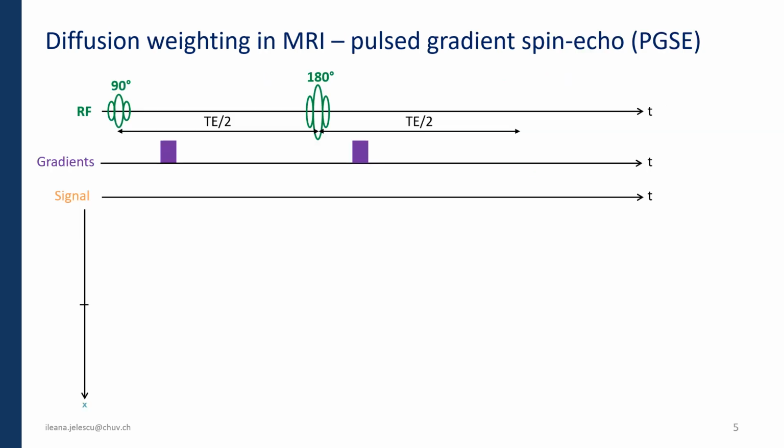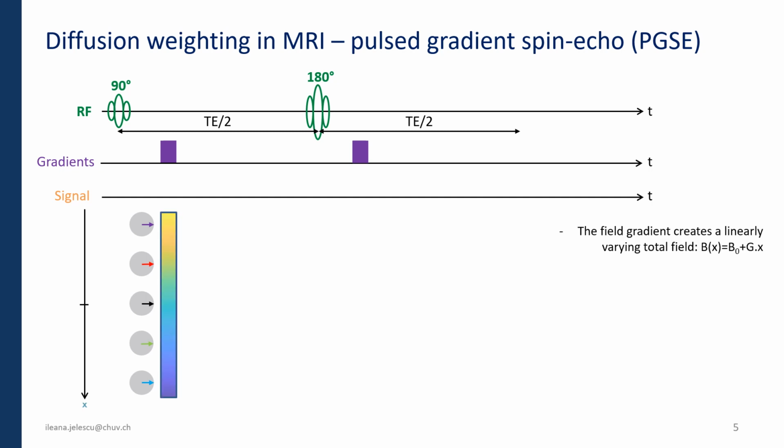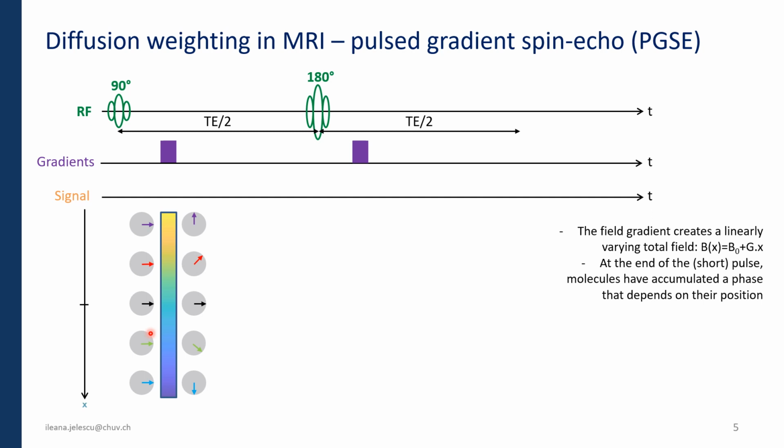So how do we impart diffusion weighting in our MRI sequence? The most traditional scheme is called pulse gradient spin echo, or PGSE. We start off with spins that are aligned or see a homogeneous field in space. And we apply a diffusion field gradient in one direction of space that creates a linearly varying total field. Therefore, at the end of this gradient pulse, the water molecules have acquired a phase that depends on their position along the direction of the field.